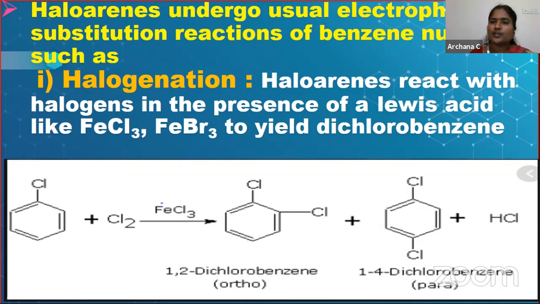Children, what is the electrophile here? Here the electrophile is Cl+. Cl+ is the electrophile which is going to attack at the ortho position or at the para position. Therefore, two products are possible. In these two products, the para product is the major product. So this is about halogenation.